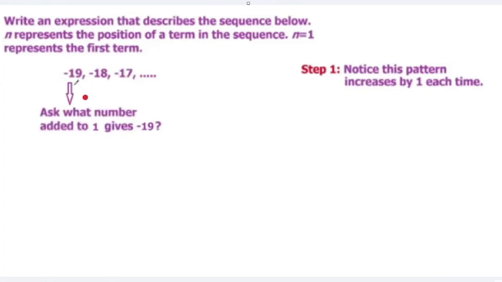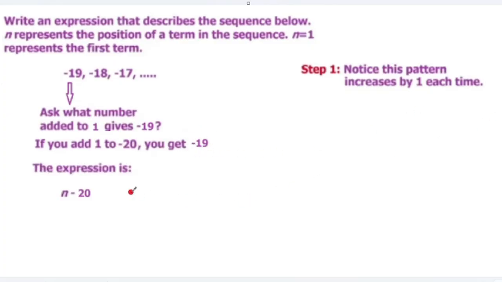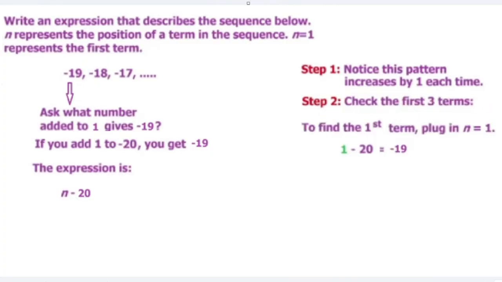So now for the first term, ask yourself what number added to 1 gives minus 19. So if you add 1 to negative 20, you would get minus 19. So that means the expression is n minus 20. So let's check the first three terms to see if this is correct.